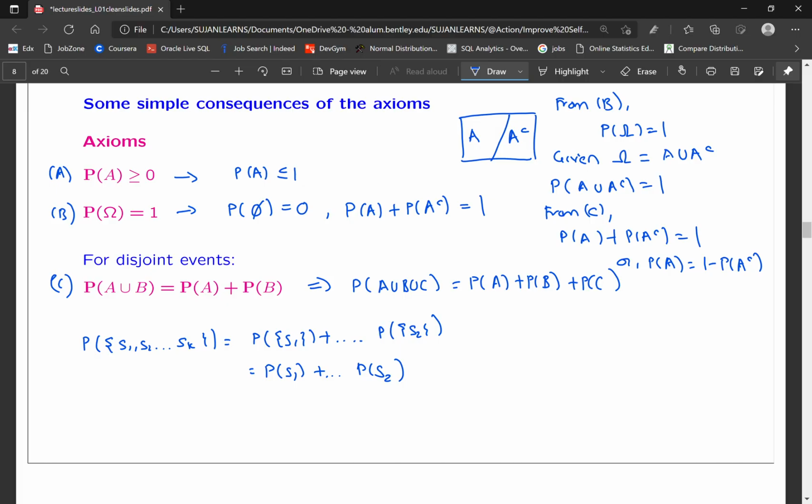So at this point we can say that this is always greater than or equal to 0 from A. That means positivity, right? This is always non-negative. So if this is the case, then this will always be equal or less than 1. Therefore, probability of A is equal or less than 1. So we proved this.